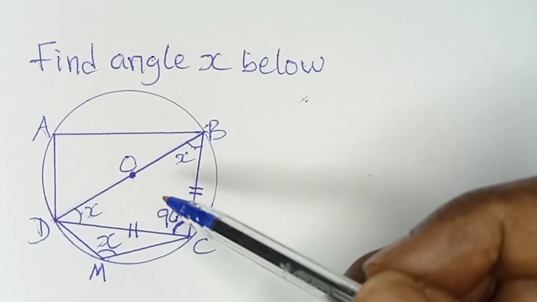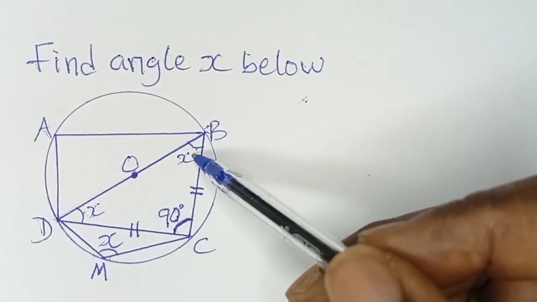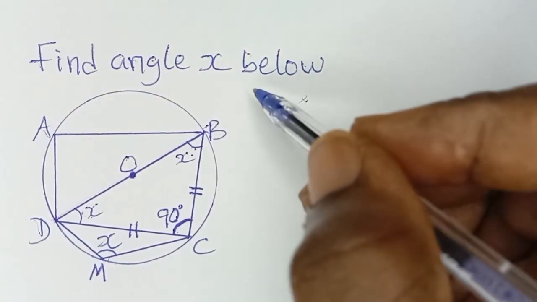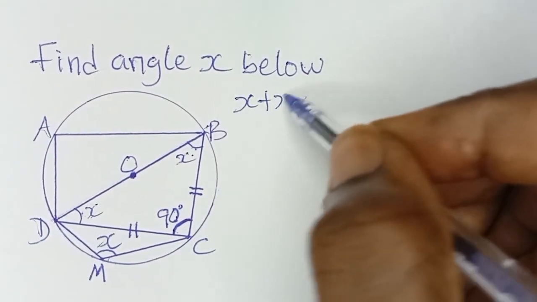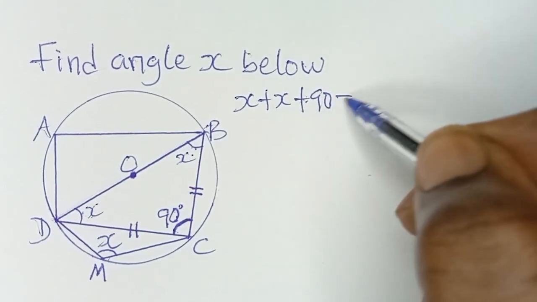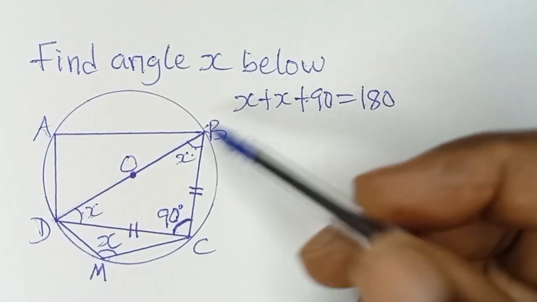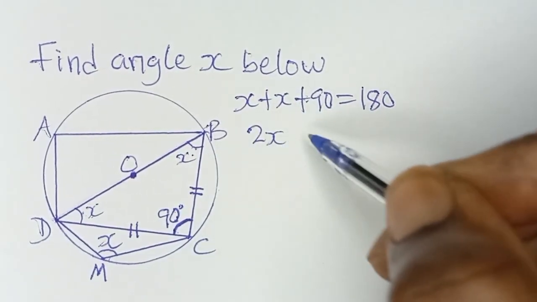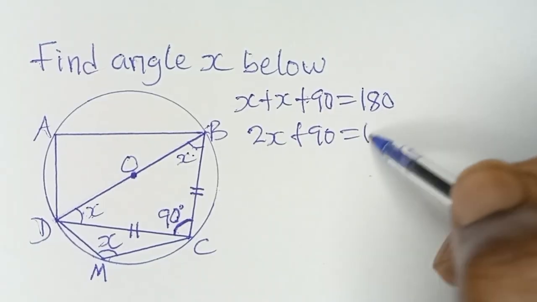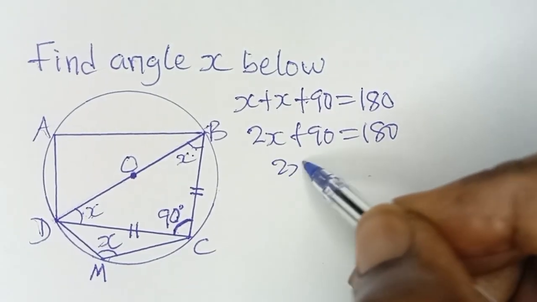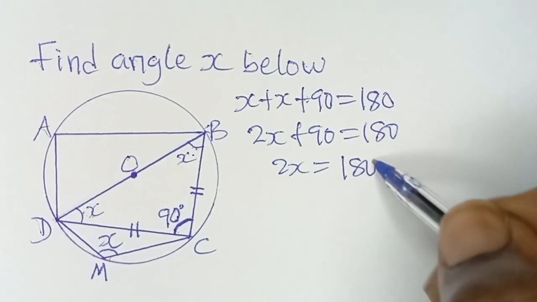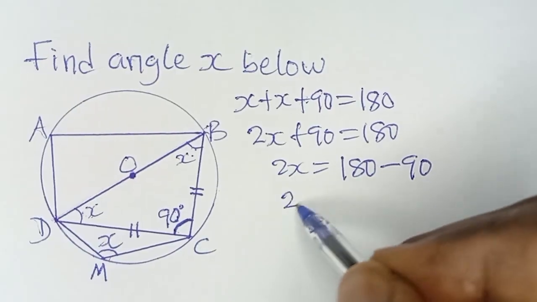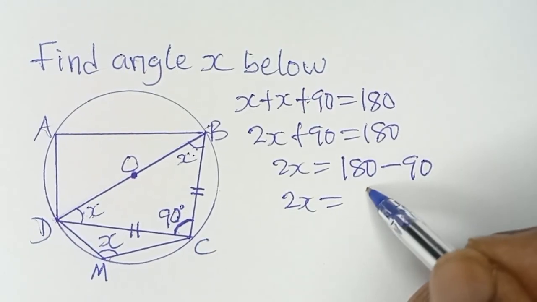So with that, we can find the value of x in this triangle. You agree with me that the sum of angles in a triangle adds up to 180. So x plus x plus 90 is equal to 180, because the sum of angles in a triangle is 180. So 2x plus 90 is equal to 180. So 2x is equal to 180 minus 90, which is 90.